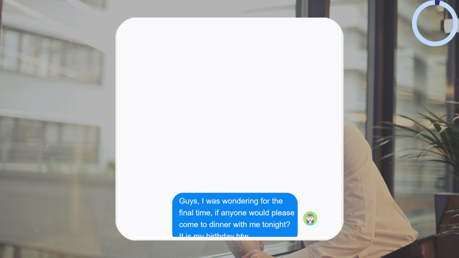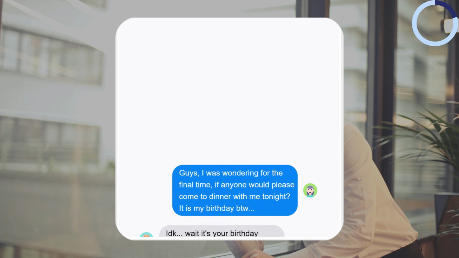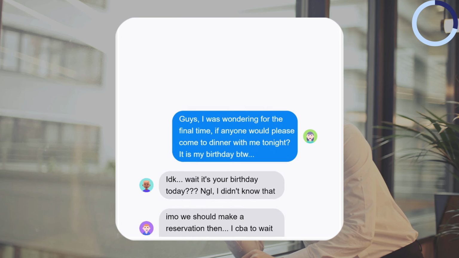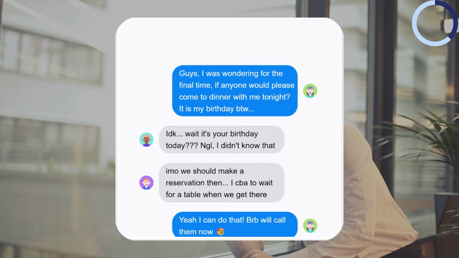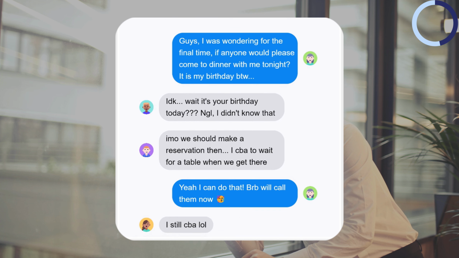Guys, I was wondering for the final time if anyone would please come to dinner with me tonight. It is my birthday, by the way, BTW. I don't know, IDK. Wait, it's your birthday today? I'm not gonna lie, I didn't know that. In my opinion, IMO, we should make a reservation then. ICBA, can't be asked, to wait for a table when we get there.